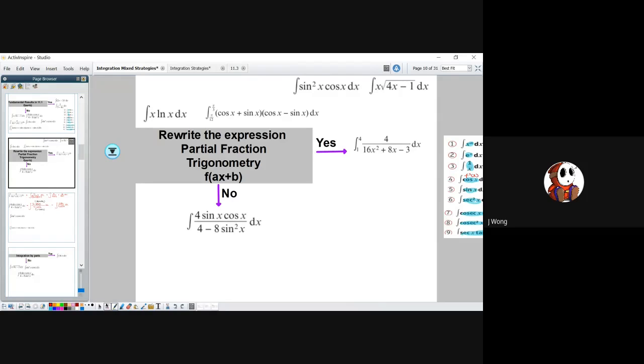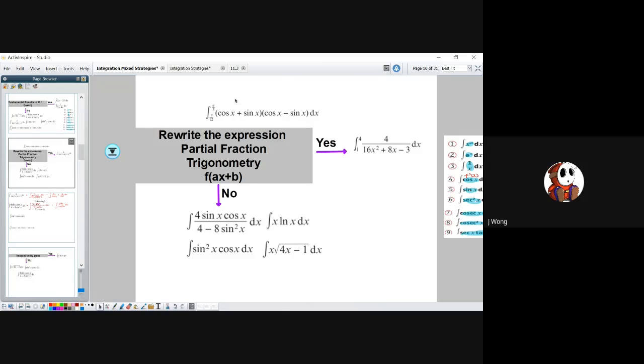For the third one, yes, again, you could rewrite that using trigonometry. However, the end product cannot be solved using the f of ax plus b format. I'll go through it in a minute. And for the next two, you could see that these have nothing to do with partial fraction or trigonometry, so you need to bring this forward to something else later on anyway.